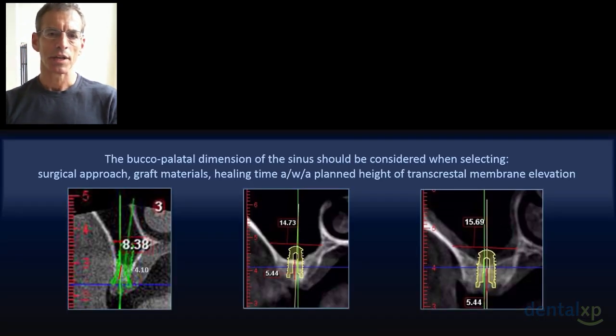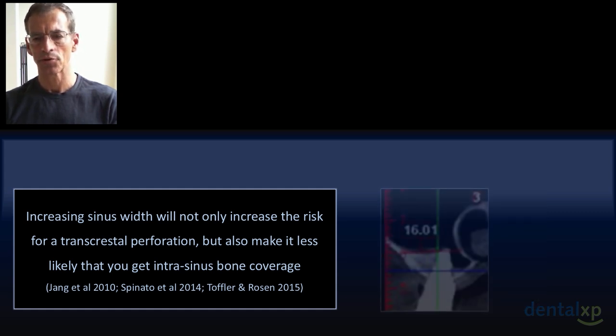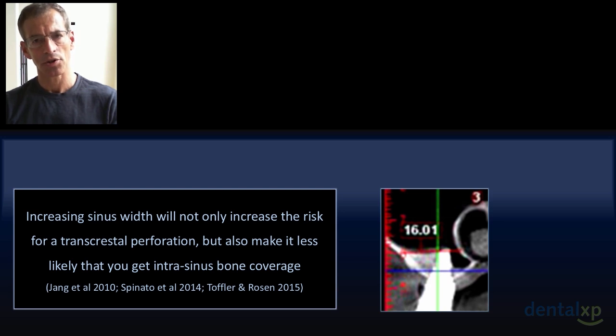The buccal palatal dimension of the sinus should be considered when you are selecting your surgical approach, graft materials, whether or not any are used, whether or not you'd like to include autogenous bone, the healing time, giving more healing time to a wider sinus, as well as the planned height of transcrestal membrane elevation. Increasing sinus width not only increases your risk for transcrestal perforation, but it also makes it less likely that you get intrasinus bone coverage, especially on the palatal aspect of your implant.